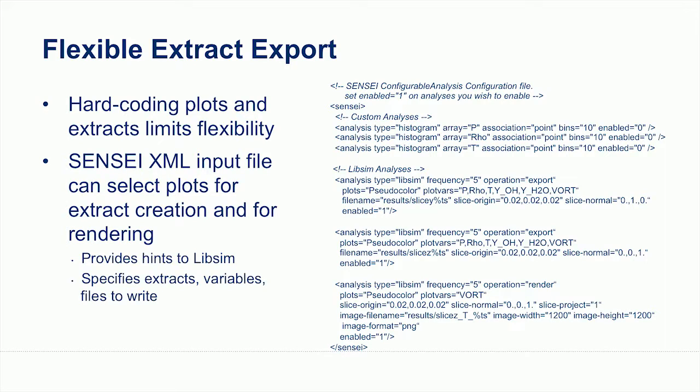So we add plots this way, and we use the plot vars to tell what variable we're going to plot. And for exporting, which means writing data to disk, we're using this operation export keyword and the file name to say where it's going to be written. Okay, so that's the XML that is used to configure Libsim at runtime in SENSEI.